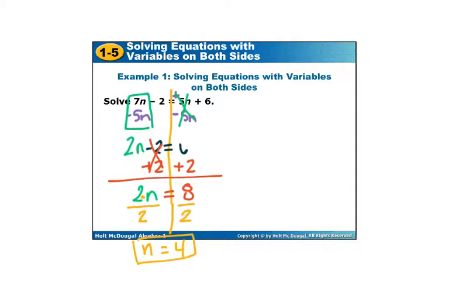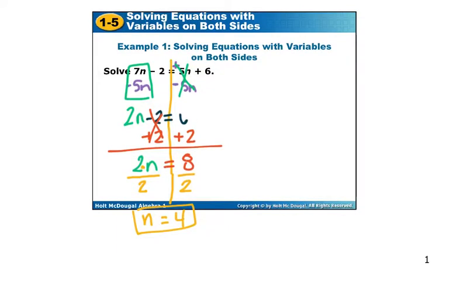Alright, so just in review, when you have variables on both sides, you want to pick the smaller of the variable and move it over to the other side by adding or subtracting. Again, even though you see multiplication going on with that variable, that first step is going to be moving that chunk over with the variable and the number.